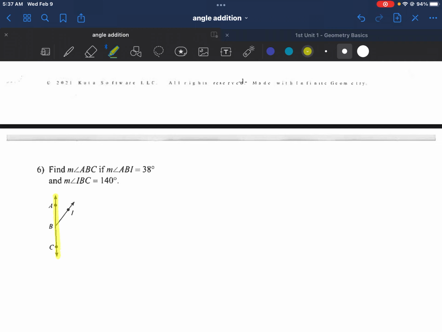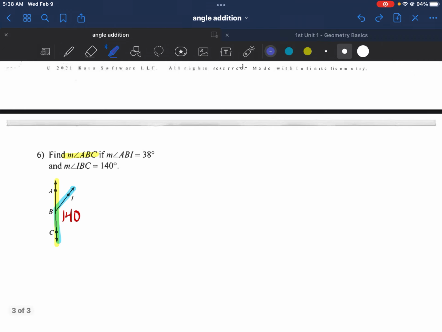Okay, ABC. ABC or CBA. So ABC is the big angle. So that means I need to add my two angles together. So, IBC, which is 140 degrees, and ABI, which is 38 degrees, right?